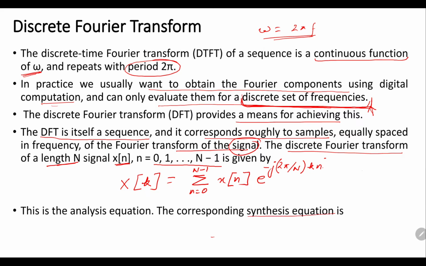Its synthesis equation we can write like this: x[n] equals 1 upon capital N times the summation over k from 0 to N minus 1 of X[k] e to the power j 2 pi by capital N times kn. This is the synthesis equation of the above equation.